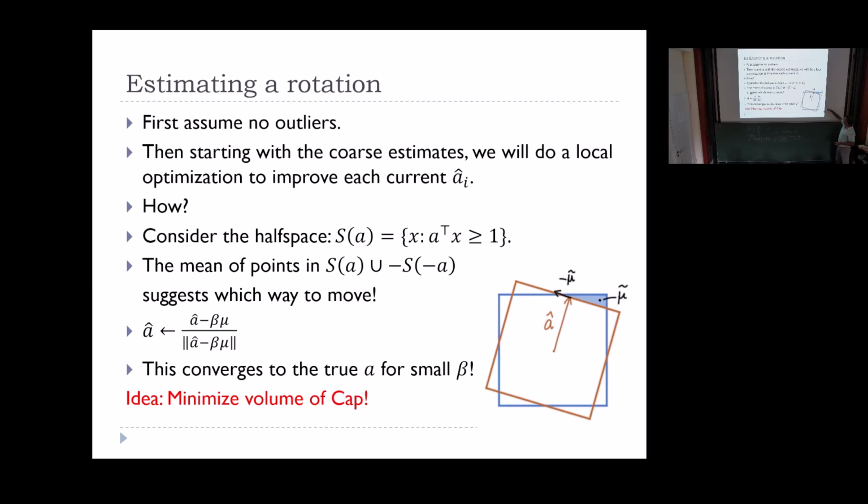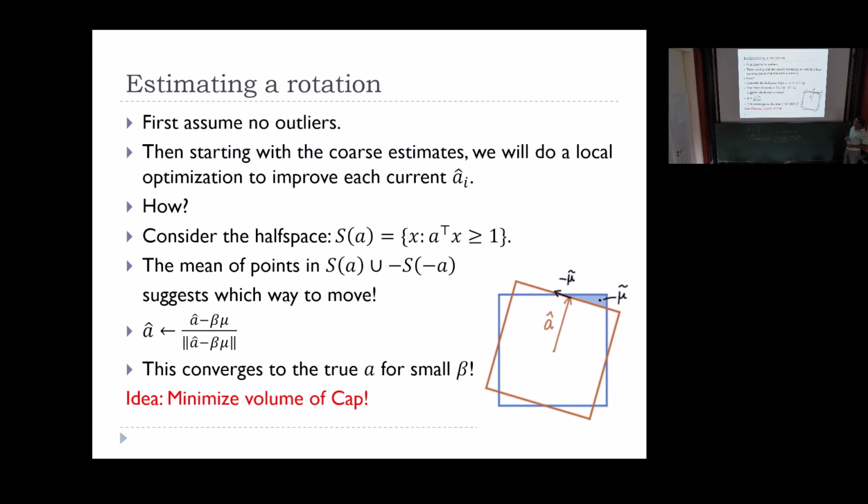You see, this cuts off some little cap of the cube, which is a pretty complicated object in general, but its mean basically tells you to go opposite the mean. And that's exactly the algorithm. You update by moving opposite the mean, some multiple of the mean, and renormalize to be a unit vector. And the claim is that this actually converges to the correct A. What we want to do is minimize the volume of this cap. Now, we don't know how to do that, so instead we use the mean to tell you which way to move.